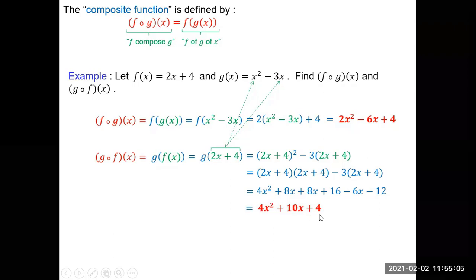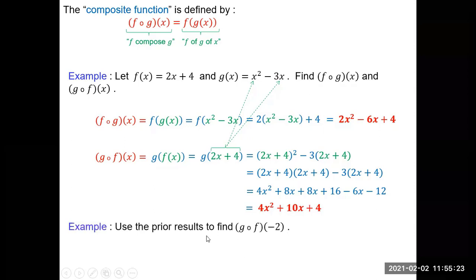The most important thing to note here is that f compose g of x and g compose f of x are totally different functions. So notice that we can see that by doing both of them separately, we're going to get those two different functions.